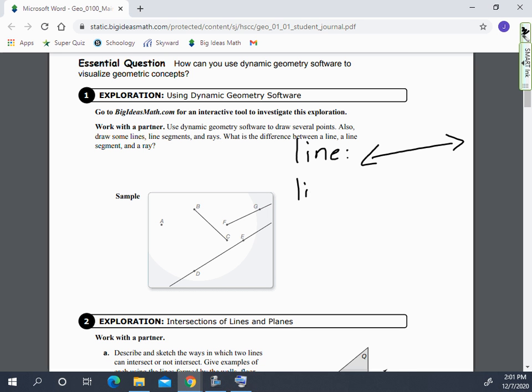A line segment is a little different. A line segment has two endpoints and a line in between them. So a line segment does not go on forever and ever. In fact, it stops at both points. And then a ray. What is a ray? A ray has one endpoint and goes on in one direction forever and ever. So that's the difference between a line, a line segment, and a ray.